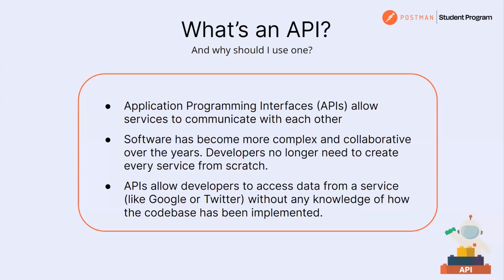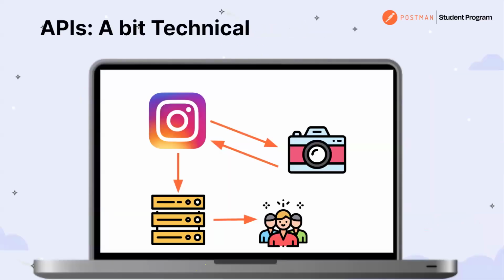Moving forward, APIs are used to interact and communicate with different systems. If you want to get data from a service like Google or Microsoft or Twitter, we use the API to access the data without having knowledge about how their code was implemented. You will understand APIs through this example: billions of people own smartphones and use them to share photos.